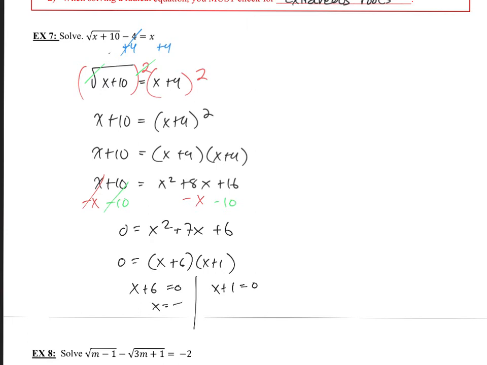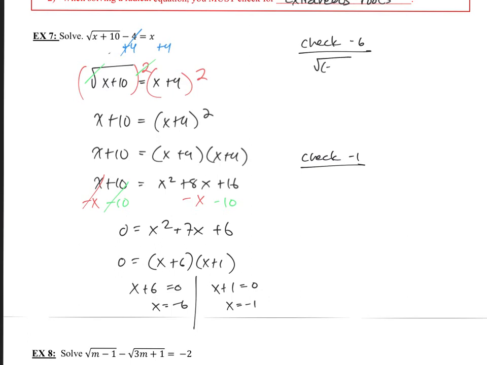And x equals negative 6, x equals negative 1. But before I can box these off, I need to check. So let's check for negative 6, and then we're going to check for negative 1. On the actual exam, I will leave room for you to do more checking. I didn't make enough room in my notes.